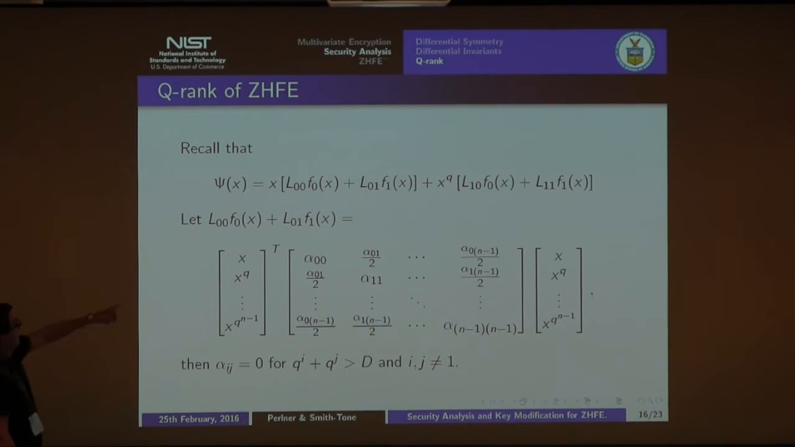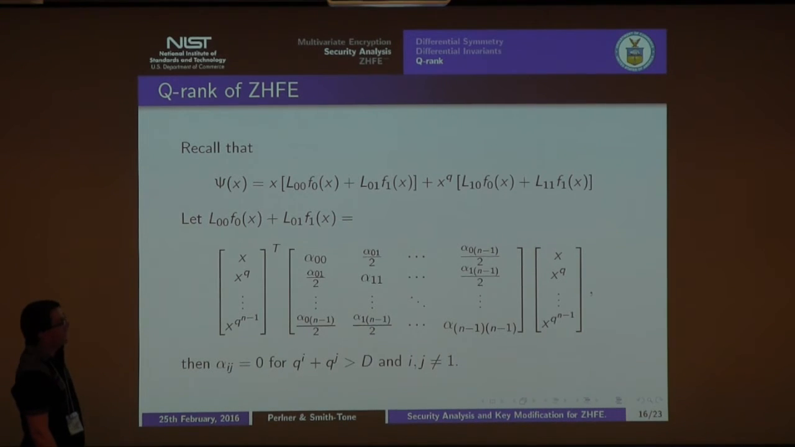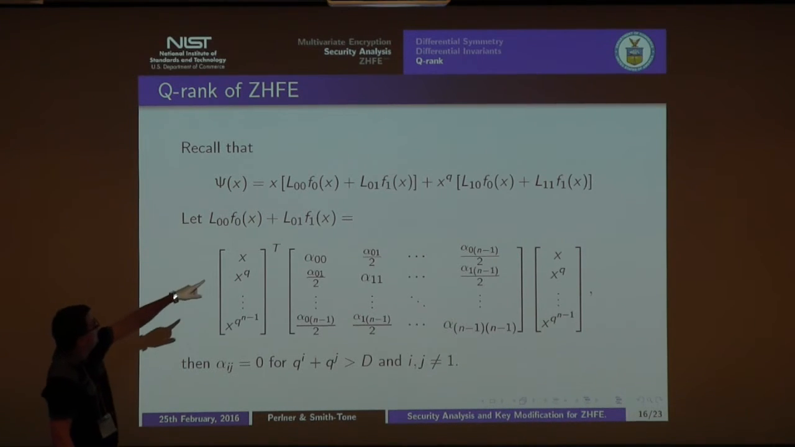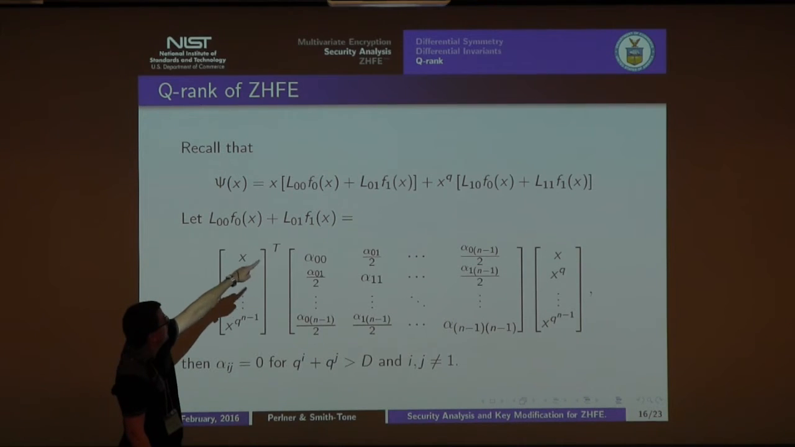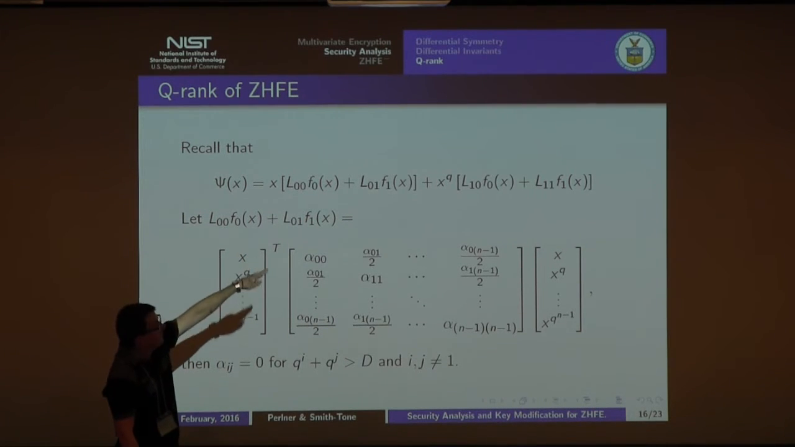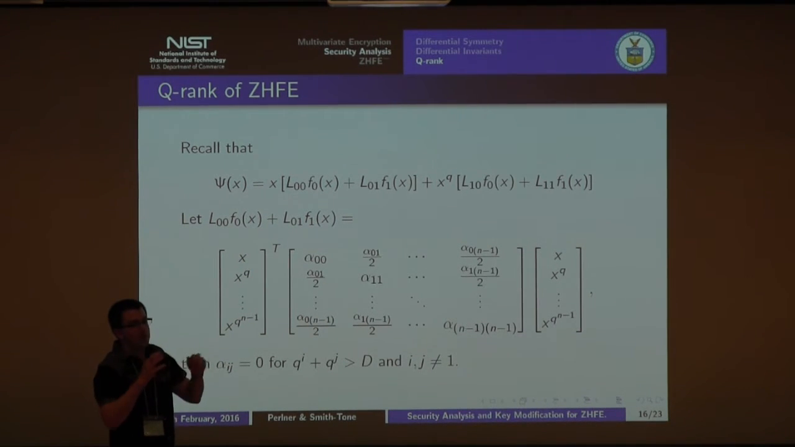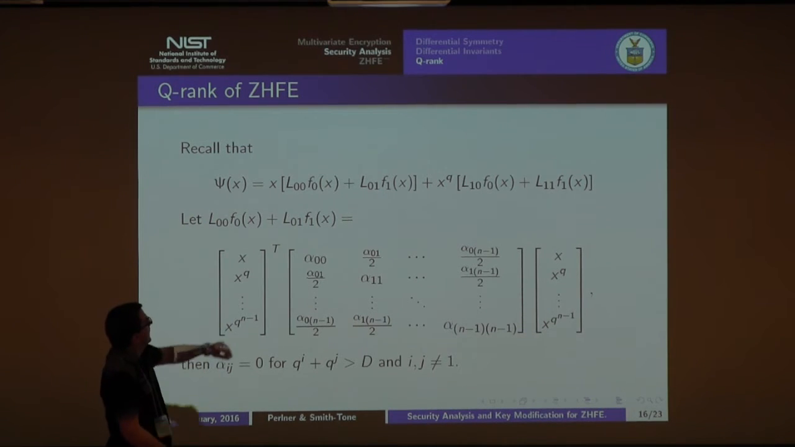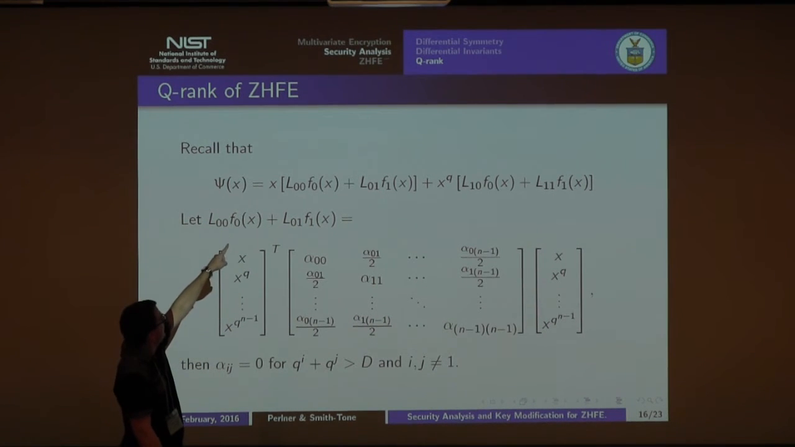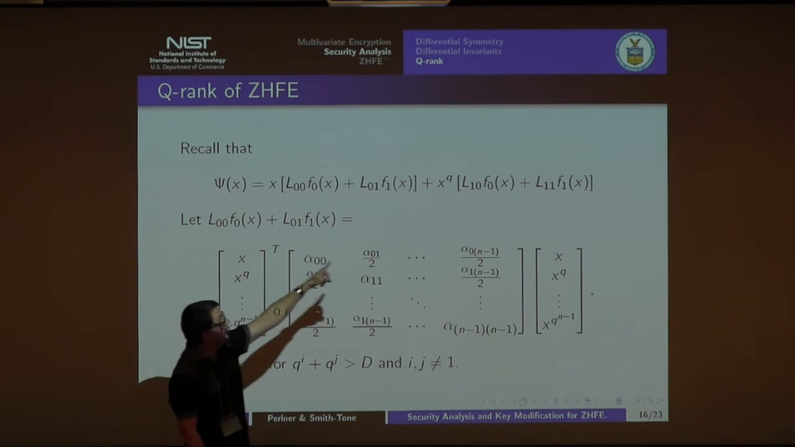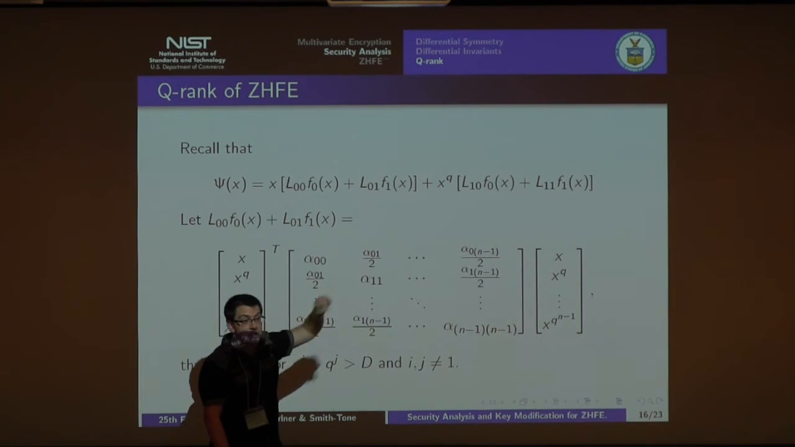Okay, so here's where it gets interesting. We know that psi has a small degree, so therefore it has to have a small cubic rank. But look at the terms that you get from L00 F0(x) plus L01 F1(x). The F0 and F1 are supposed to have very high degree terms and be fairly arbitrary, right? But you apply these linear maps to them and multiply by x, and you have to get a lot of cancellation with terms over here that are being multiplied by x^q.